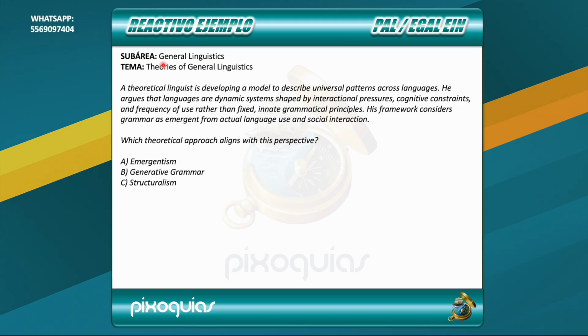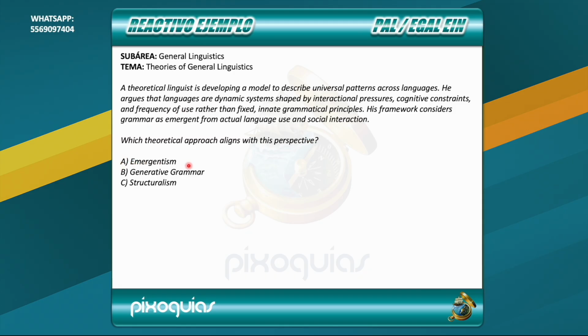This example is about general linguistics with the topic theories of general linguistics. A theoretical linguist is developing a model to describe universal patterns across languages. He argues that languages are dynamic systems shaped by interactional pressures, cognitive constraints, and frequency of use rather than fixed, innate grammatical principles, and his framework considers grammar as emergent from actual language use and social interaction. Which theoretical approach aligns with this perspective?